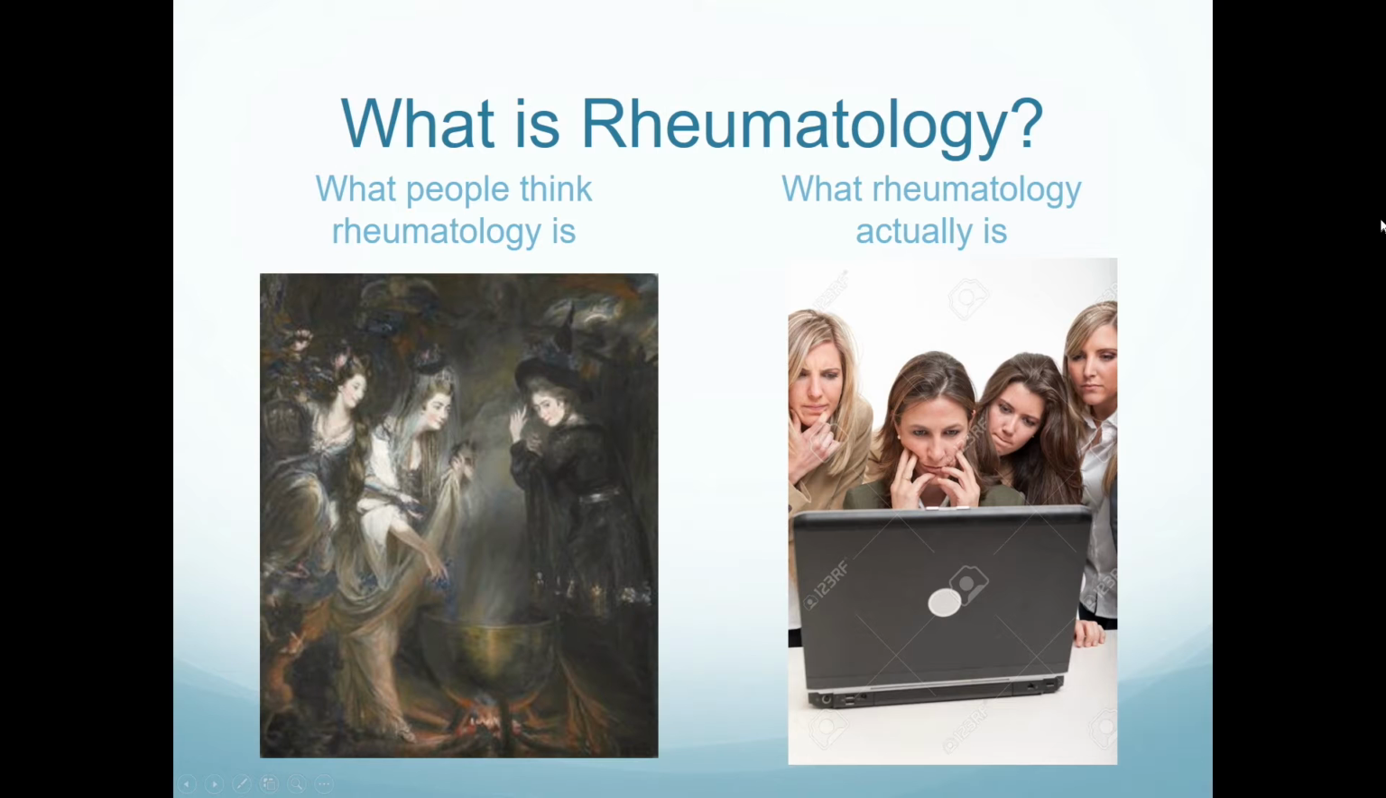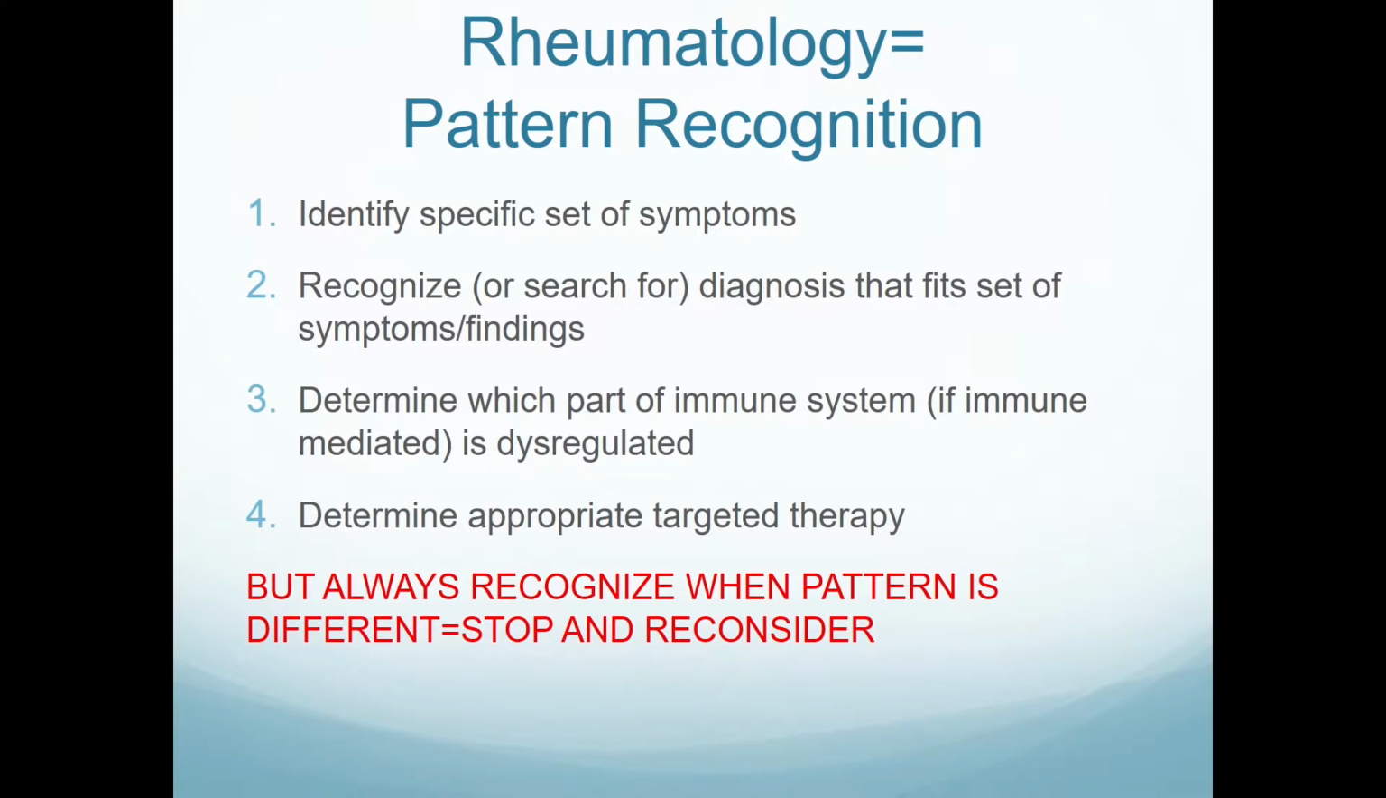So basically it's a team of people coming together and sorting through symptoms and presenting features and the certain lab values that can help us determine what pattern is present. So at the end of the day, a rheumatologist is simply a patternologist, right? Rheumatology just comes down to simple and straightforward pattern recognition. So the idea is you want to identify a specific set of symptoms, and then you recognize, or if you don't recognize, search for the specific diagnosis that fits the symptoms and findings.